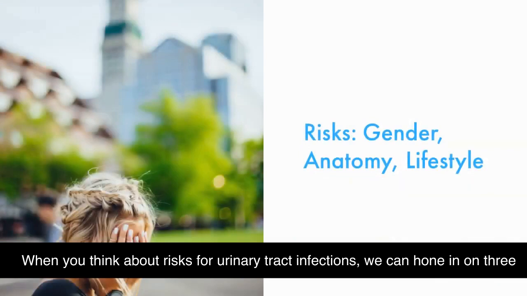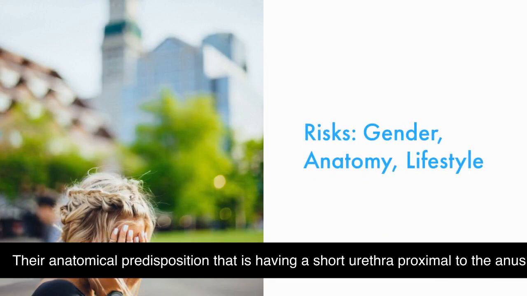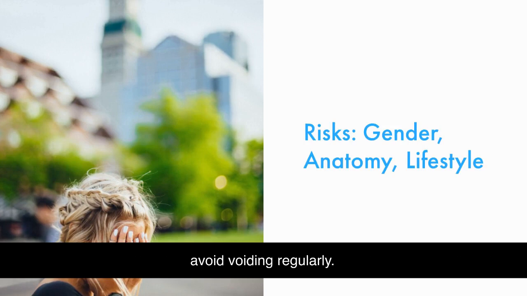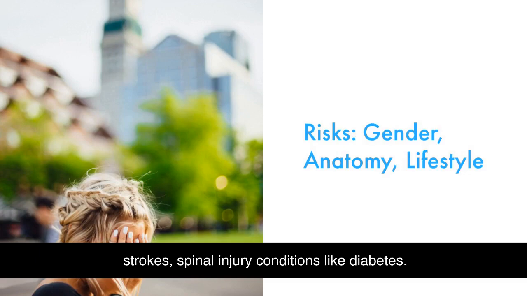When you think about risks for urinary tract infections, we can hone in on three major risks, which are female gender, their anatomical predisposition, that is having a short urethra proximal to the anus, and lastly, lifestyle choices such as frequent intercourse, poor hydration, and a tendency to not void regularly.